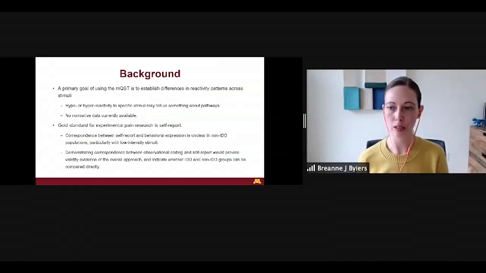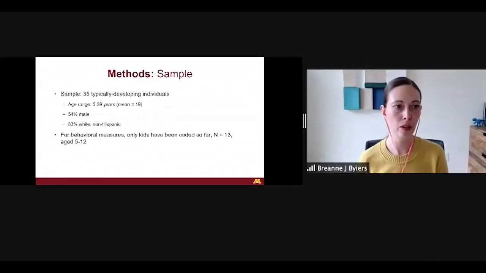So the goal of this study was to conduct the MQST protocol in a group of typically developing kids and adults to see how they respond to these stimuli, both in terms of self-report of their subjective experience, and then how that subjective experience correlates with the same behavioral measures that we use in our IDD groups. So the data I'm going to show you come from 35 typically developing individuals. They range in age from 5 to 39 years old.